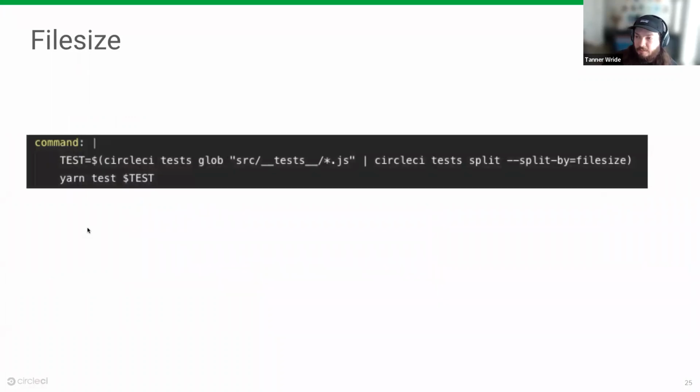The next way, like I mentioned, is splitting by file size. So once again, I still provided my list of tests here on the first half of my command. Then in the second, I said split by file size. So CircleCI is going to look at the list of your files and their size, and then distribute those across your nodes so that each node is kind of handling the same amount of information.